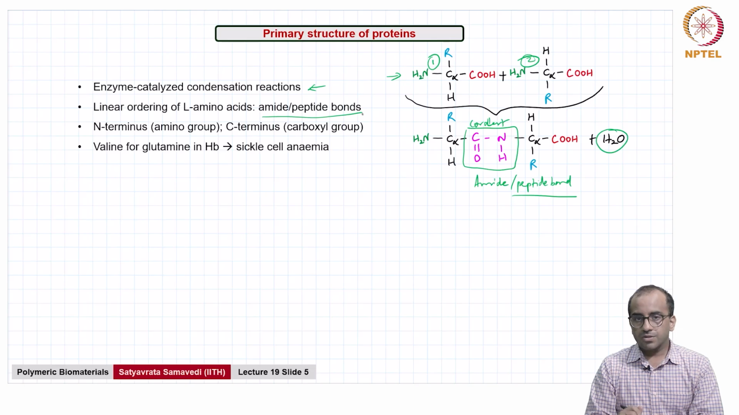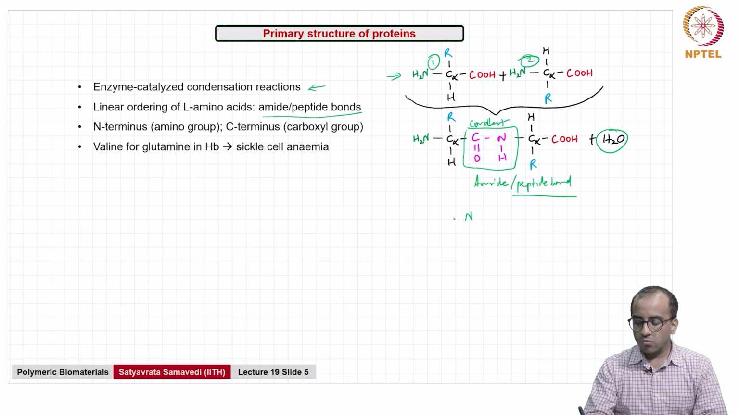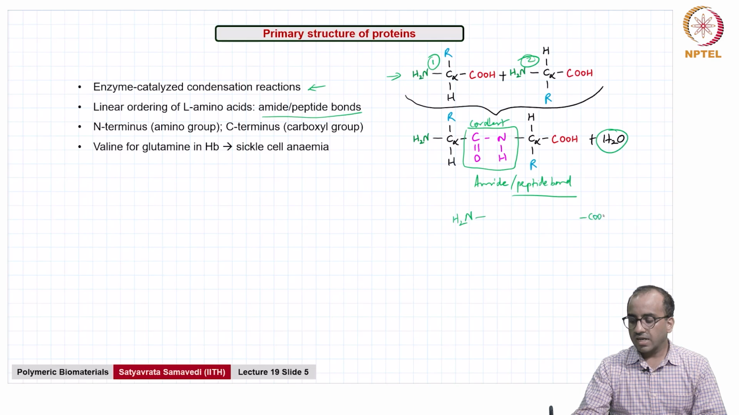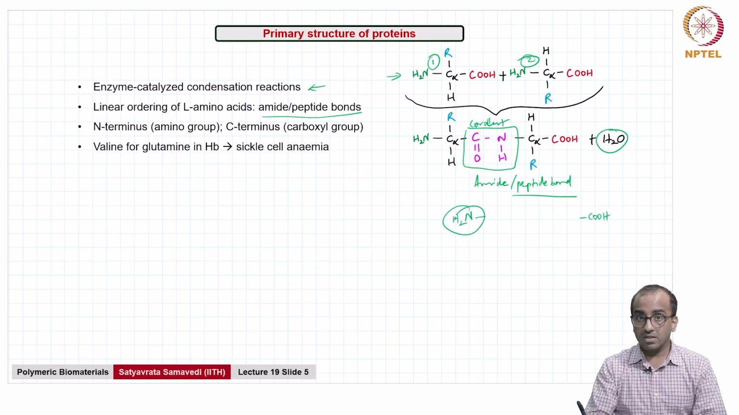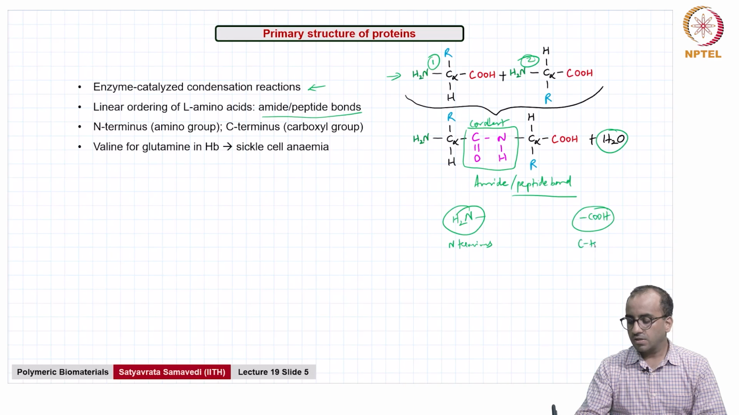Now, for proteins, the directionality becomes very important. If you extend this argument for many different amino acids, you will very quickly see that once the full protein is made, once all the amino acids are linked together by covalent bonds, you will end up with one free amine on one side and one free carboxylic acid on the other side. This is the first amino acid whose amine will stick out this side. This is the last amino acid whose carboxylic acid will stick out on the other side, which are not involved in the amide bonds. And this is called the N terminus, this is called the C terminus.